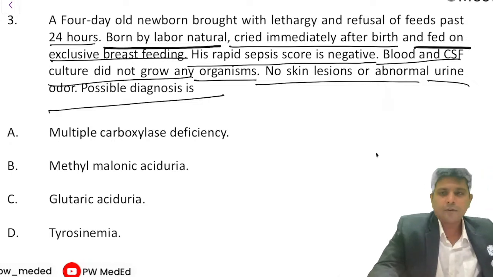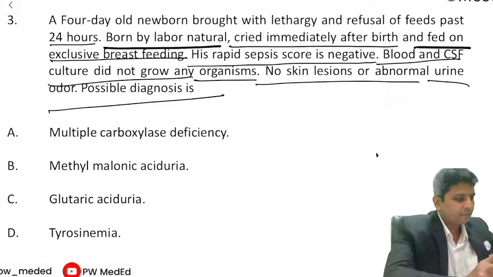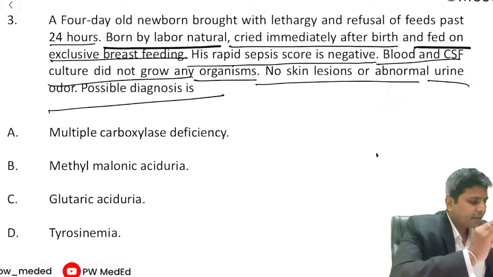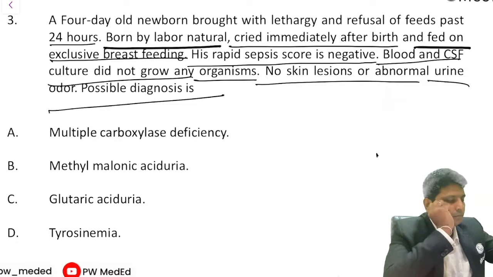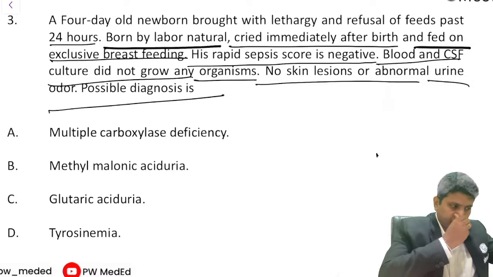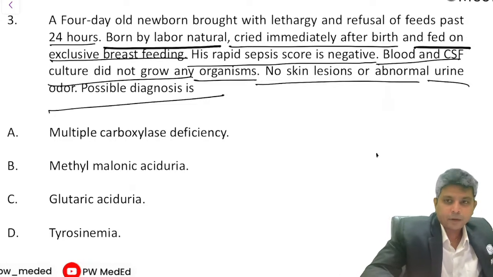I am waiting for your answer, my dear boys. Damn sure question with respect to INICET: inborn errors of metabolism, acute inborn errors of metabolism. At least one case you will be getting. I will be waiting for your answers for about 30 seconds from now. Waiting for your answers, my dear boys and girls.